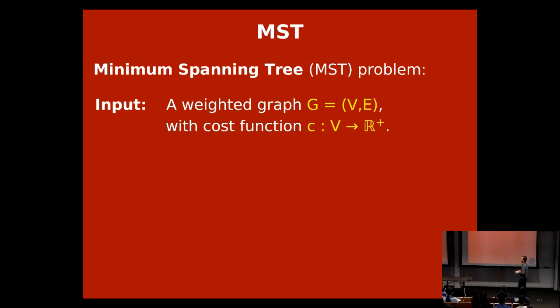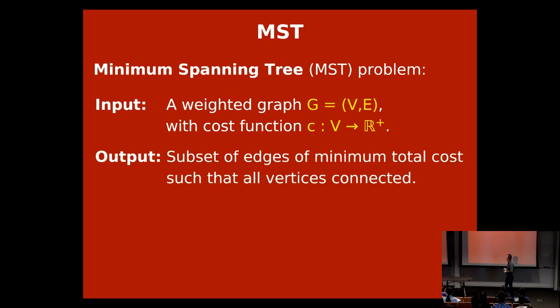Okay, so more formally, the MST problem is this. You're given a graph G, and it's got a cost on all the edges. This should say E. That's a mistake. And the output, you're supposed to output a subset of the edges that connect all the vertices and have the minimum total cost. Now, why is it called minimum spanning tree?